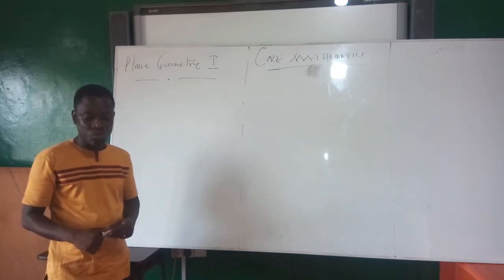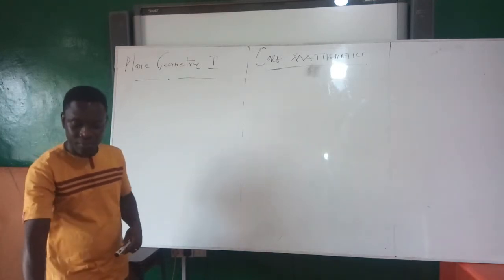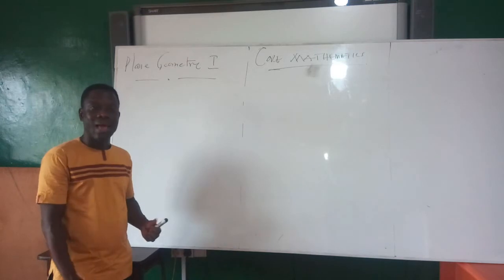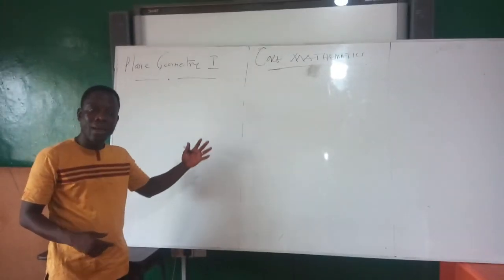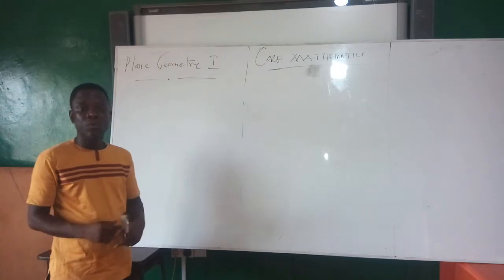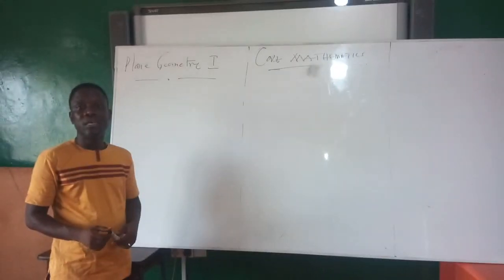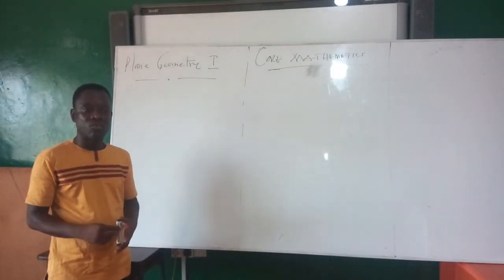Now, let me get into the lesson for today. As usual, we'll pick it up from the background. Remember, in our last lesson, we went through the angle properties of a straight line.